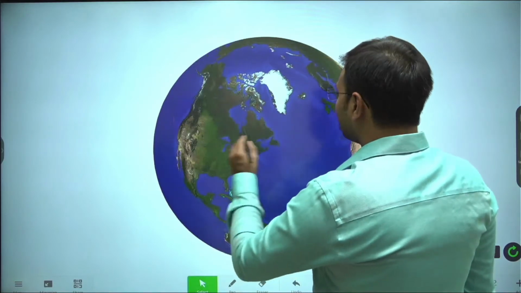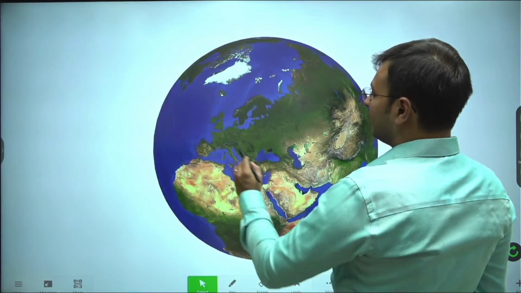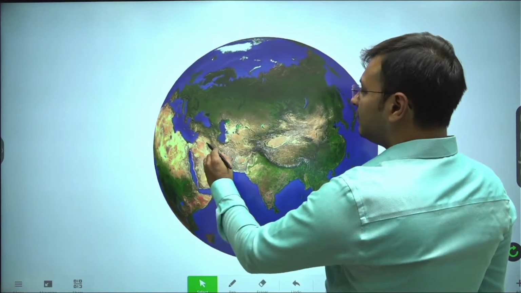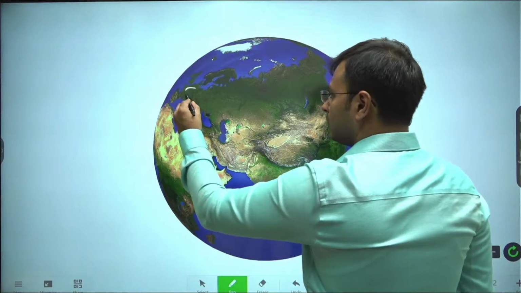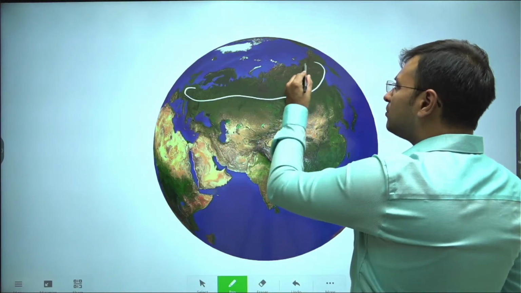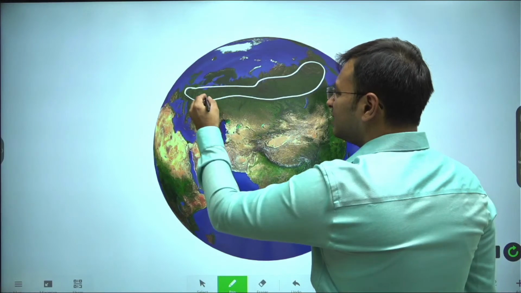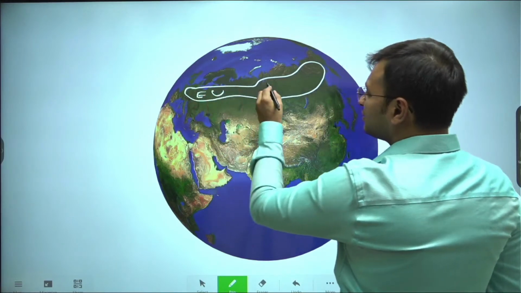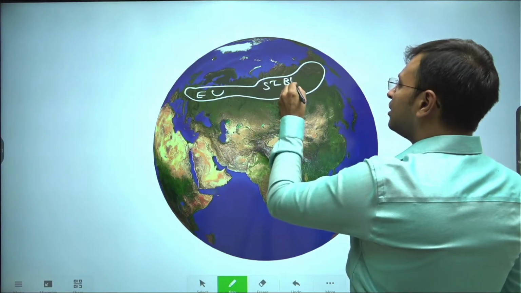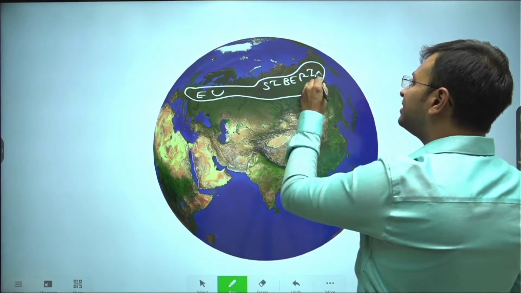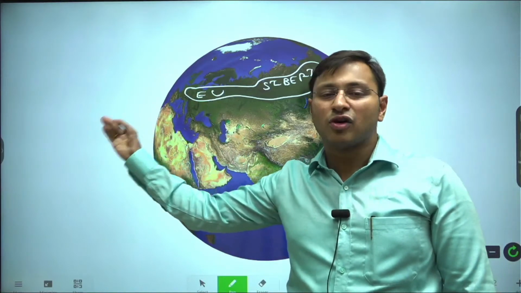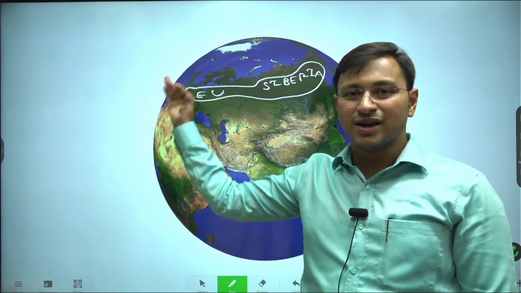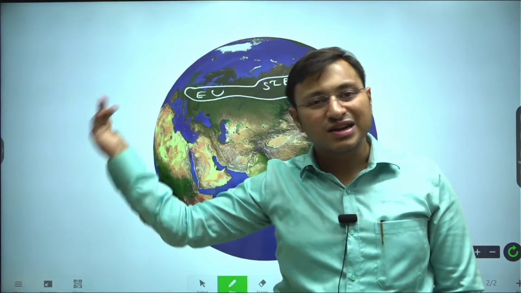if I'm focusing on Europe per se, if you see this complete belt in Europe as well as in Siberia. So this is Europe, this is Siberia. Okay, so you will have what? You will have one continuous stretch of taiga vegetation from the Pacific to Atlantic and again to Pacific. So it's a circumnavigating belt of vegetation.